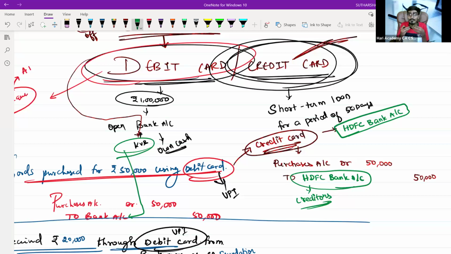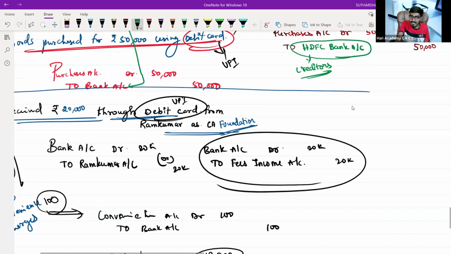This is one way where I was making a payment, where that business person is using his debit card to make a payment. Now, coming to the next part.